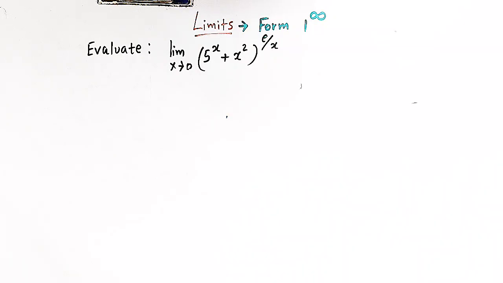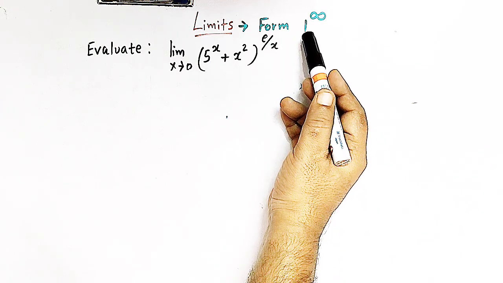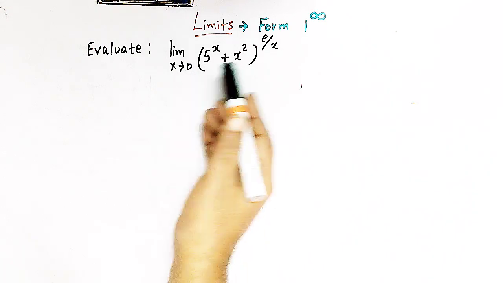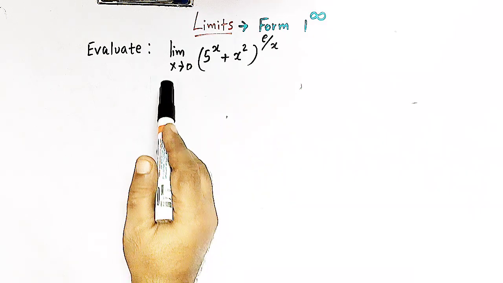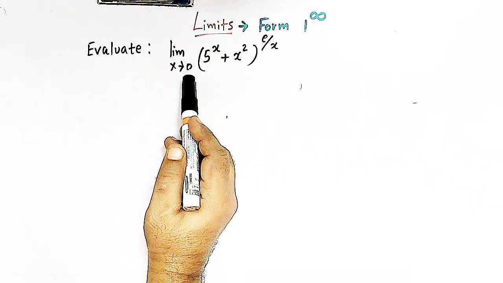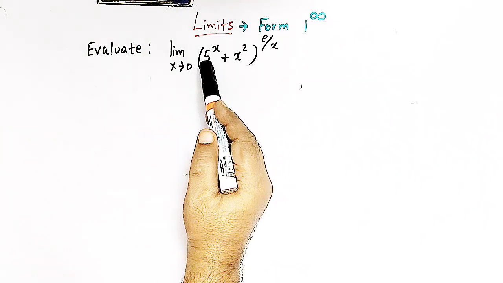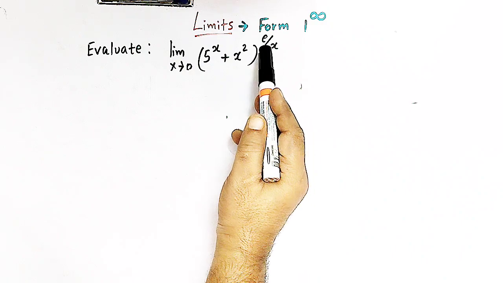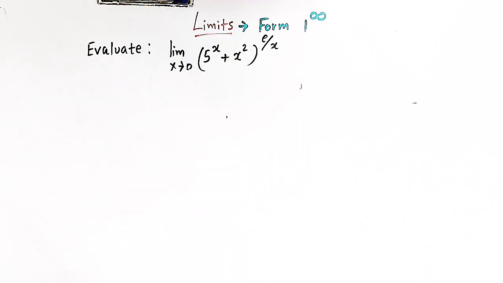Hello viewers, in today's session we are going to discuss another important problem from limits of the form 1 raised to infinity. We have already discussed these types of limits in our earlier videos, and in this video we are going to find the value of this limit: limit x tends to 0 of (5 raised to x plus x square) raised to e over x, where e is the famous exponential number.